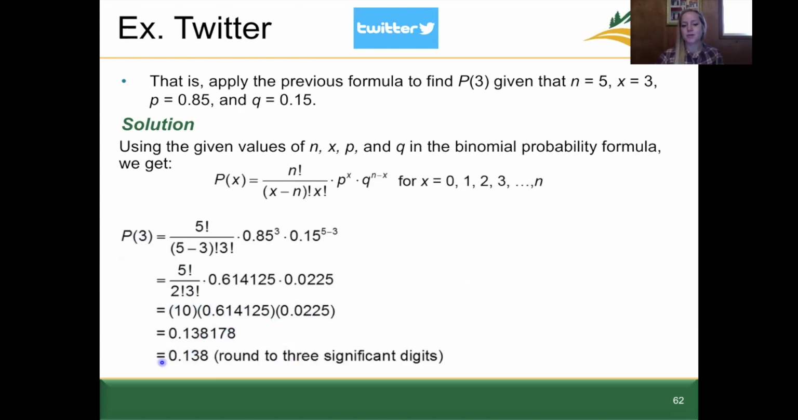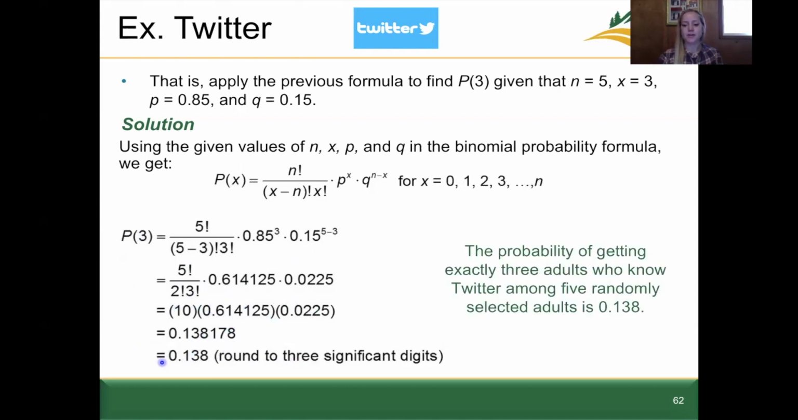Let's also put this into words here, just to clarify. So the probability of getting exactly 3 adults who know what Twitter is among 5 randomly selected adults is 0.138. So to get to this point, we need to confirm that that case was a binomial probability distribution based on those 4 requirements. Next, we figured out our variables. So n, x/s, it's the same thing, lowercase p and lowercase q. Then we use method 1 for solving for the actual probability value, and we use this formula to do so.